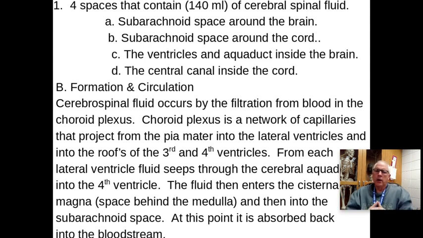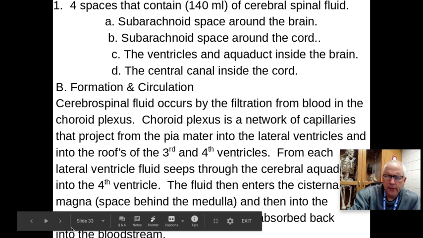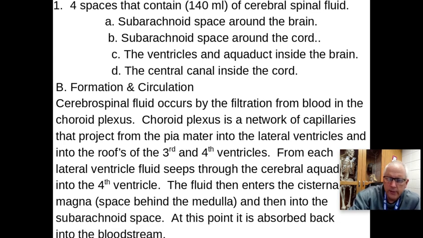So here's the deal. Where does it come from, and why do we have cerebral spinal fluid? Cerebral spinal fluid comes from your bloodstream. As blood passes through a structure called the choroid plexus, which is a network of capillaries, it filters out all of the red blood cells and the white blood cells. We don't need the blood cells. We just need the plasma and the information.